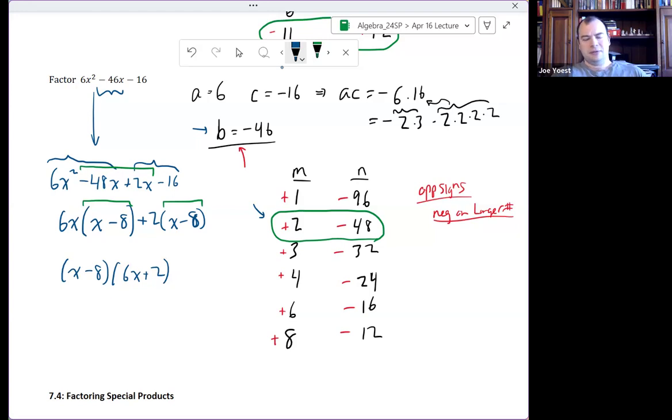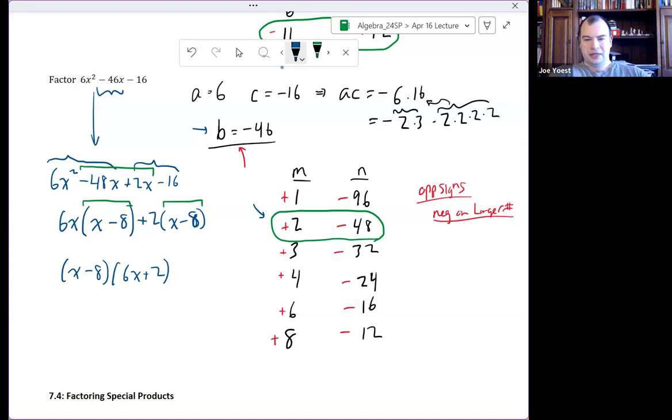Now, something that we haven't really talked about so far, and that we're really going to talk a little more about next time, is the idea that we might want to completely factor something. There might be a factorization step that we do, but we might be able to do even better than that.